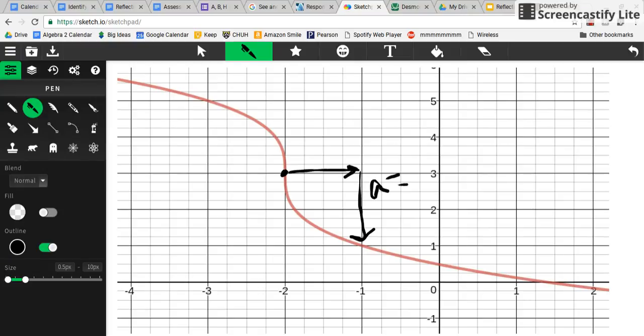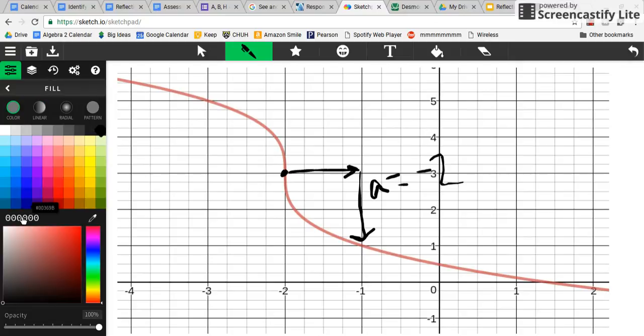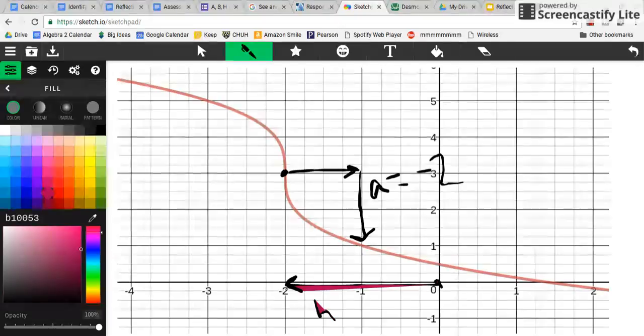So what does that mean for me? Well, if my A is -2, I know that the negative is going to reflect it over the x-axis, and the 2 is going to vertically stretch it by a factor of 2. Now, if I went ahead and tried to look for my H and K value, I know this turning point used to be right here. So if it used to be right here, that means it moved to the right 2. So that means my H value is -2.